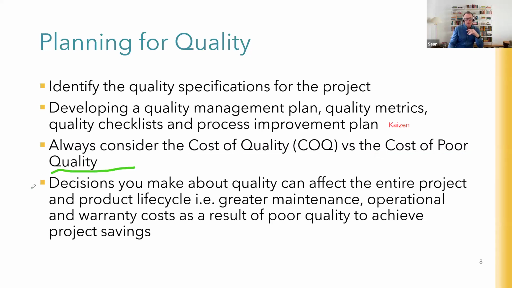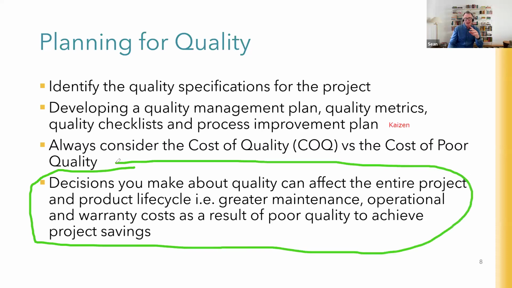But please keep in mind, as I've already mentioned, that decisions that you and your team make about quality on your project can affect others. So if you decide to save project costs by skimping on quality and handing over to the product owner or the asset owner a lower quality product, you are simply transferring the costs of low quality onto them. They'll have greater maintenance costs, operational costs, warranty costs because of the decisions you made to save money during the project. So in all of your planning for quality management, please make sure you take all of this into consideration.